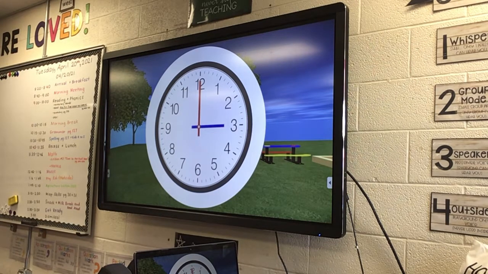Good job. How many more minutes do I have to move the minute hand to get to 3:30? 30. How many minutes, guys? 30. Good job. We need to move the minute hand 30 minutes or halfway around the clock. Is the time on the clock 3:30? Yes. It is 3:30. Great job.